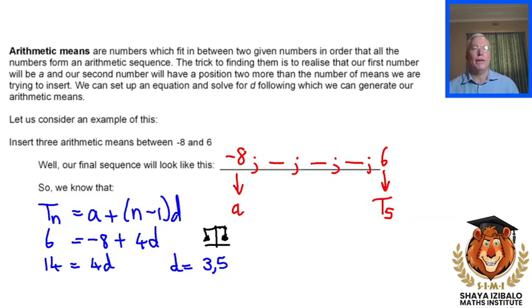Let's test this out now. Let's write these numbers in. When you add 3.5 to -8, you get -4.5. When you add 3.5 to -4.5, you get -1. When you add 3.5 to -1, you get 2.5. And lo and behold, when you add 3.5 to 2.5, you get 6. So those are the three arithmetic means.